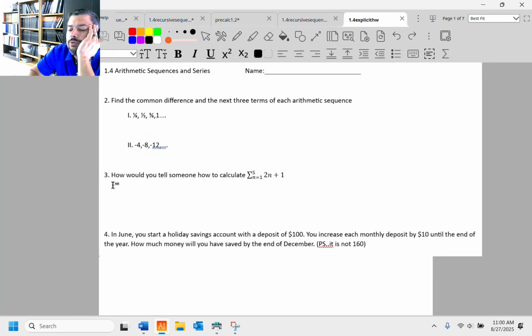So this is 1-4, part 2, the explicit rules. And first one I'm going to do here on your homework is number 4. In June, you start a holiday savings account with a deposit of $100. And you increase each monthly deposit by $10 until the end of the year. Oh, so until December, presumably like December the 1st.